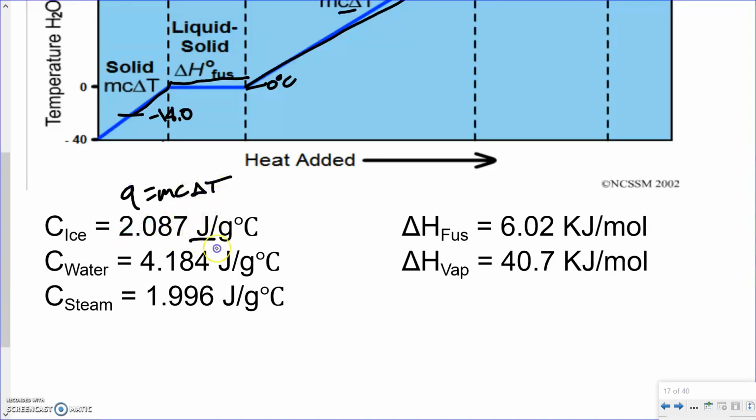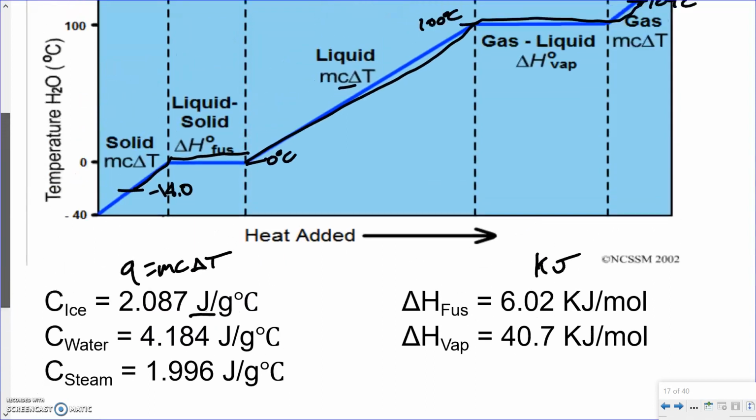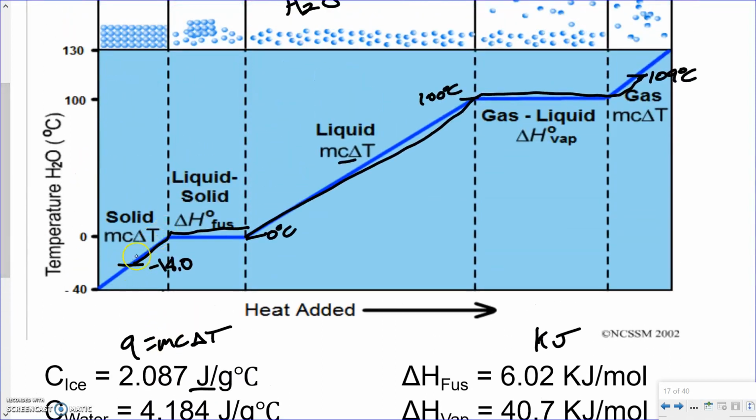Okay, those are all going to be in joules. And over here, we're going to have kilojoules. So when we add them up, we have to pay attention to the fact that they are in different units. Okay, so again, up here, I have problem 1 going from negative 18 to 0 degrees Celsius.